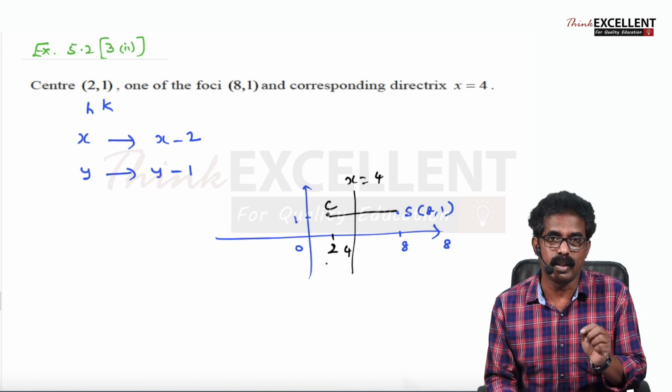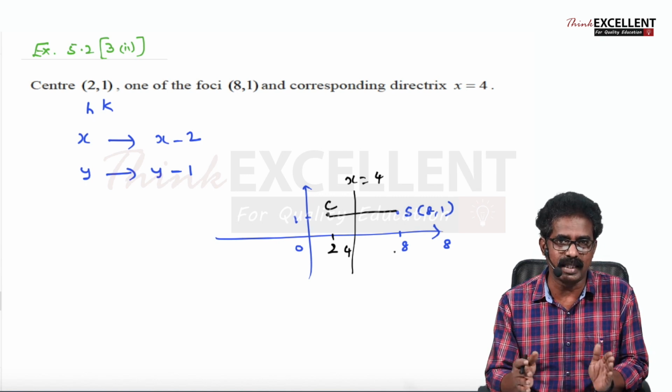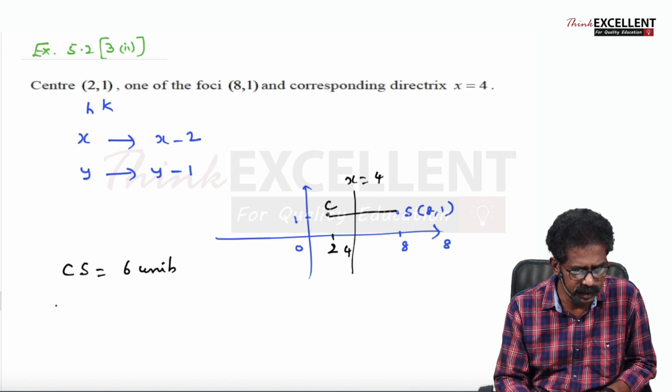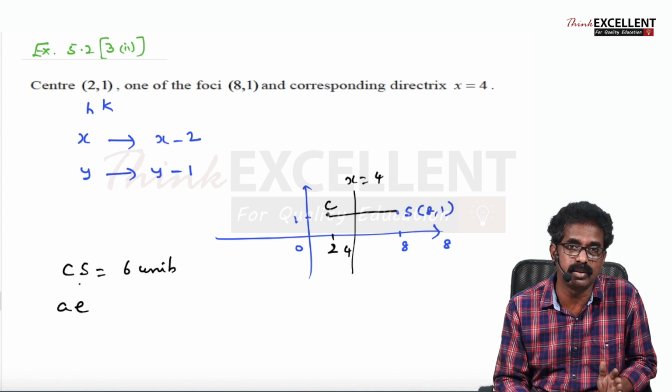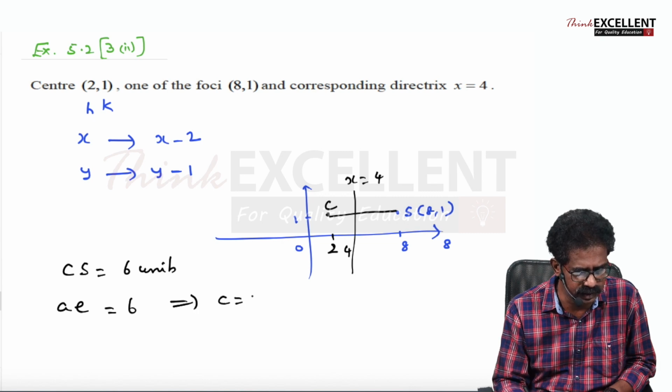For C, the x coordinate is 2. For S, the x coordinate is what? 8. So the distance from 2 to 8 is 6 units. So CS is equal to 6 units. CS means it is AE, right? Center to focus. So the AE value is 6. That means C is equal to 6. If necessary, we use this.